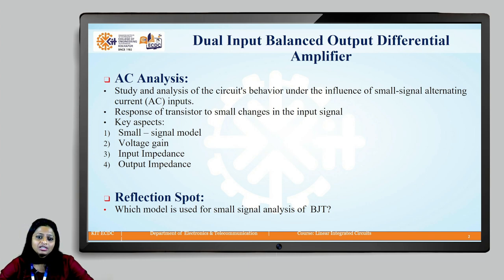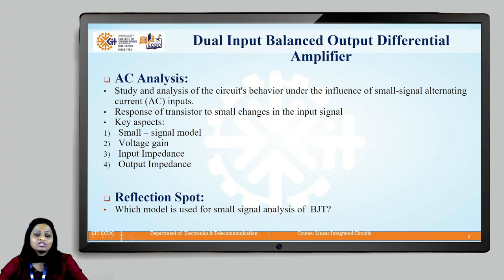The voltage gain is nothing but the ratio of output voltage to the input voltage. Input impedance is the equivalent resistance measured at the input terminal when the other input terminal has been connected to the ground. And output impedance is nothing but the impedance measured at the output terminal with respect to ground.